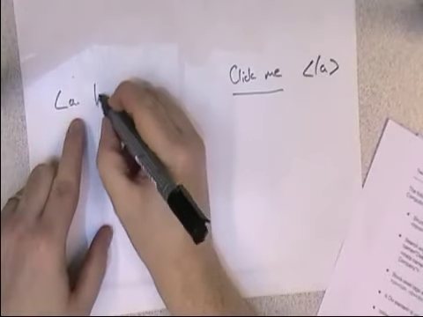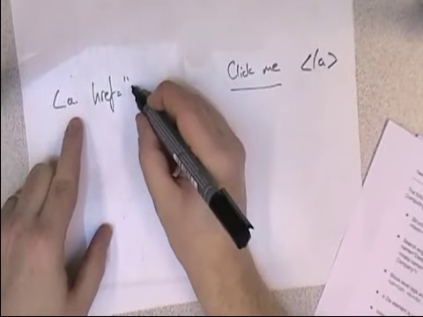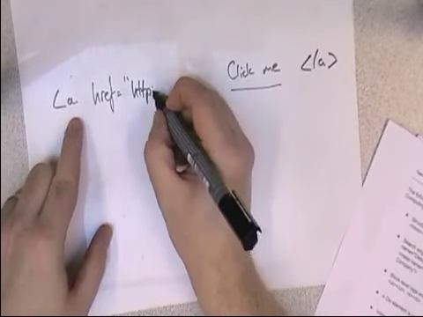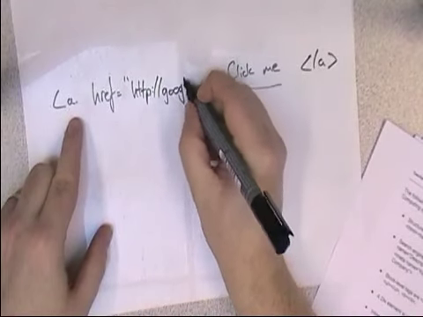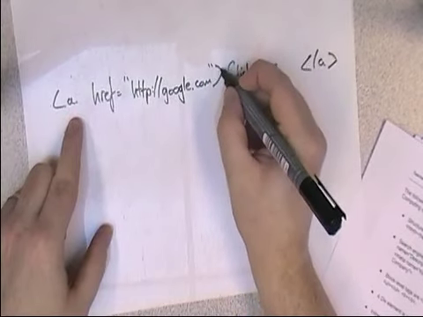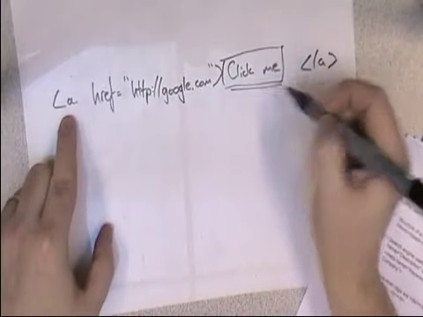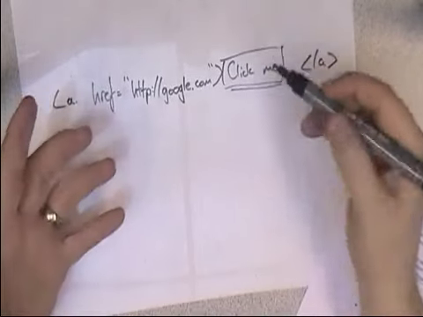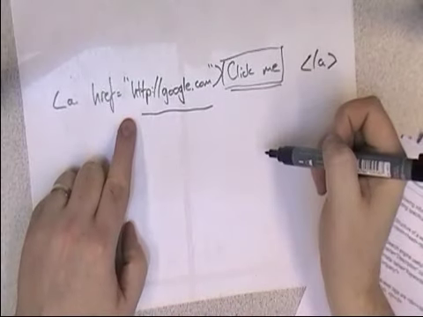I'm going to build it up stage by stage. The parameter is going to be href, hyperlink reference, and we can add in where we want it to go to. You've got to have the http, the protocol, and then we can have google.com. Okay, so we've got an anchor tag that affects the text click me, and how it will affect it is to make it a hyperlink reference to this web page here.